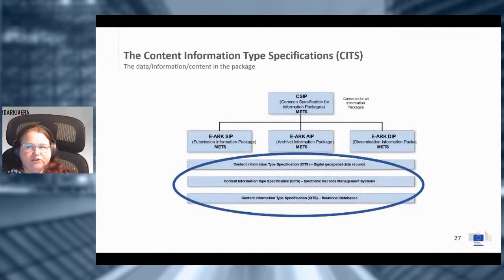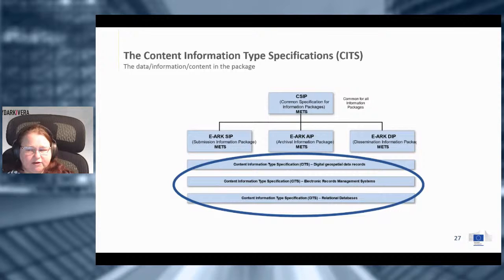And then we have the content information type specifications. When we started off, we had 3 of them: one for digital geospatial data records, one for electronic records management systems, and one for relational databases. And that was the starting point. These 3 describe the content within the package.